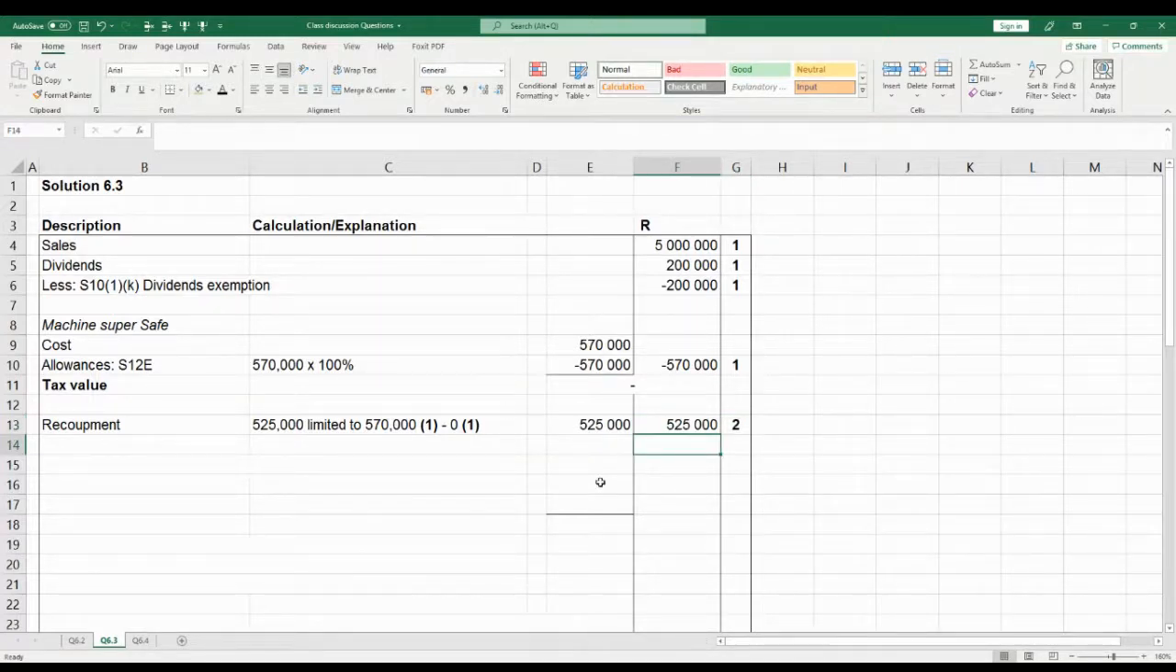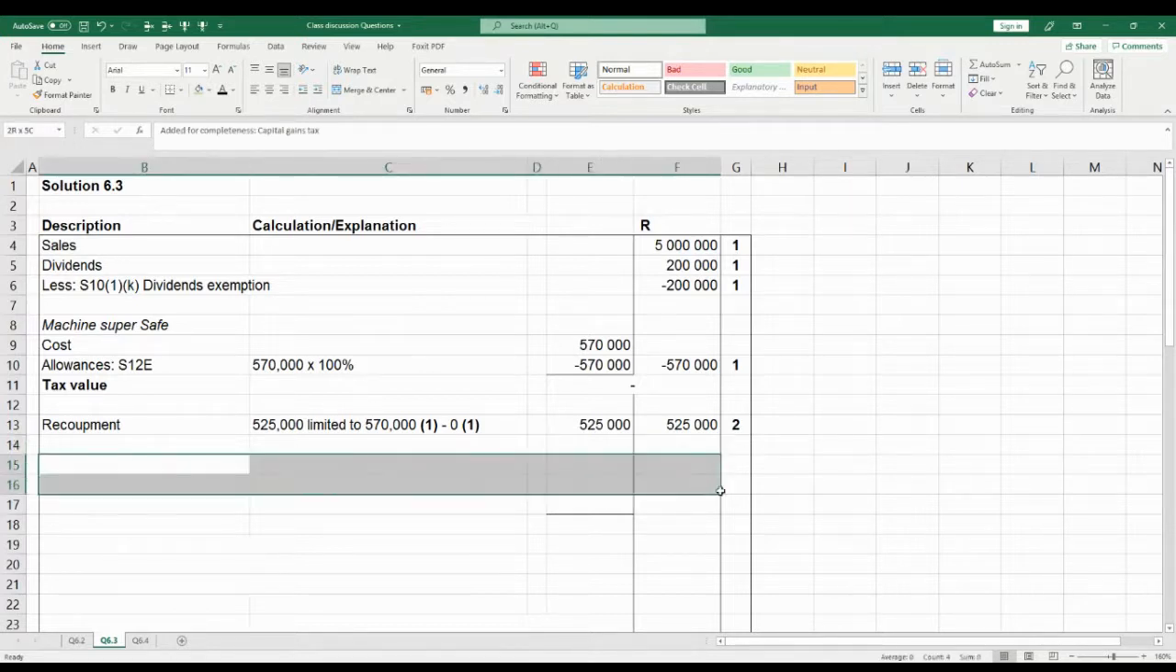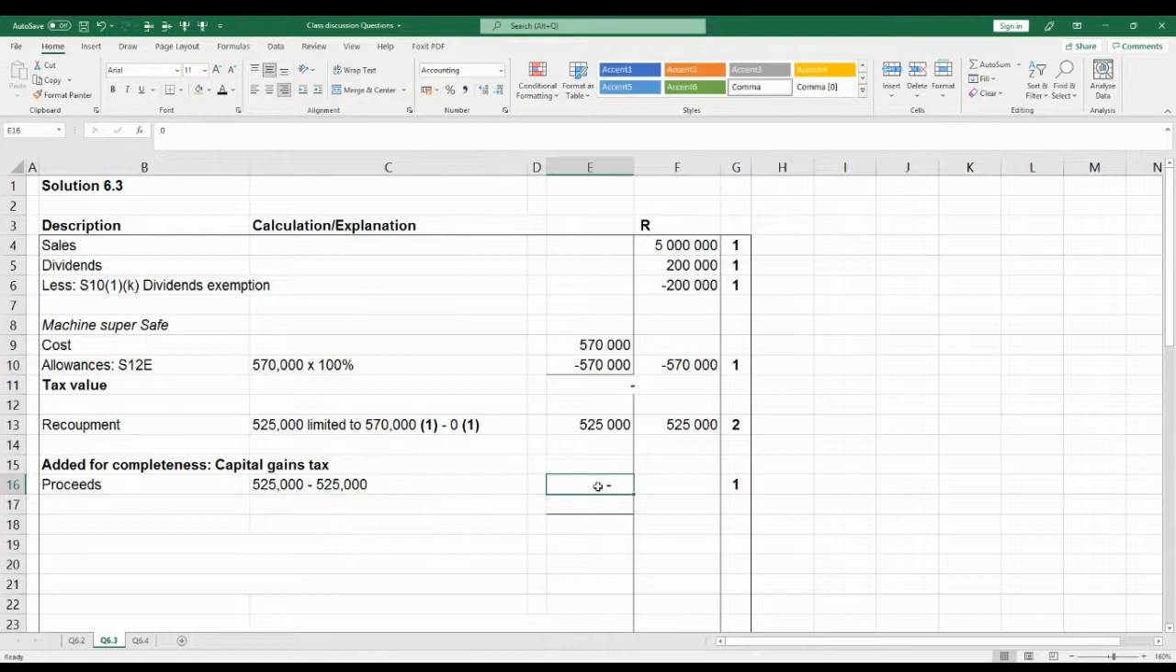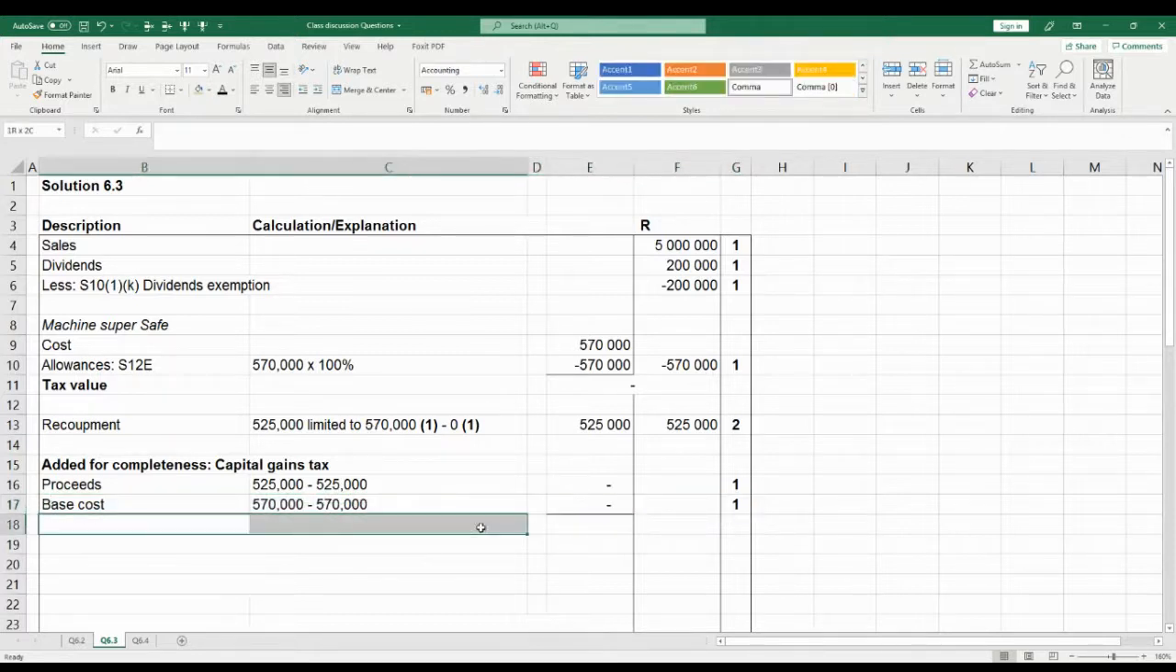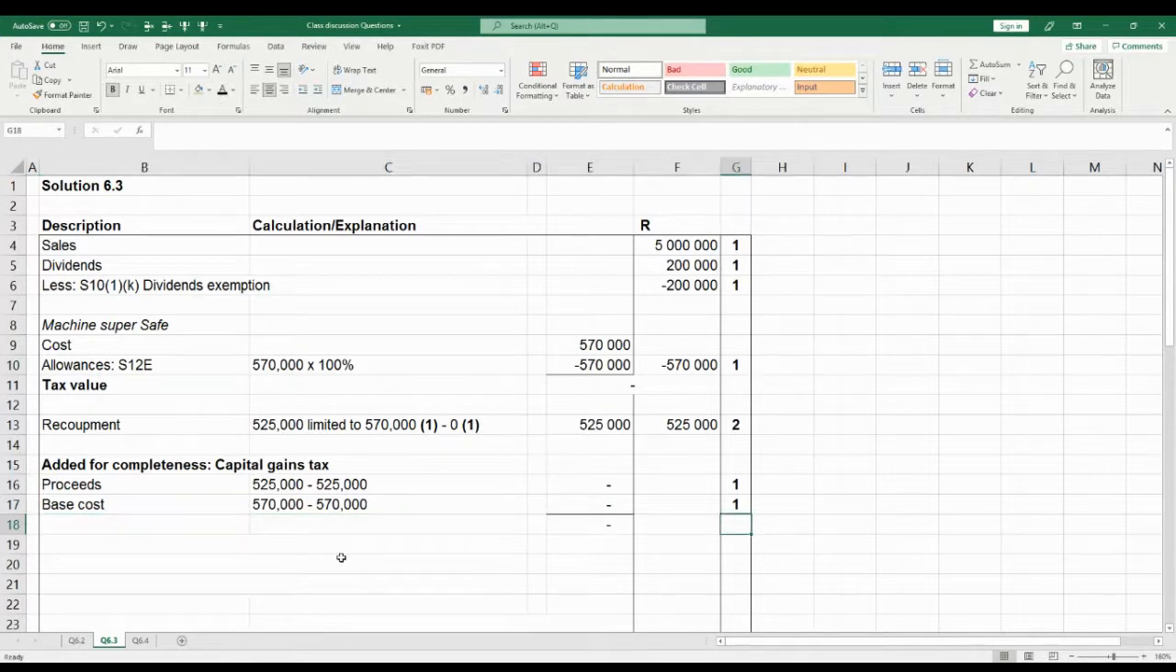But then we have to look at, is there any capital gains tax applicable? So we first start with the proceeds. We take the 525 less the amount that is included in recoupment, which means that our proceeds is 0 for tax purposes, for capital gains tax, and our base cost is the 570 less the 570, which also gives us a 0, which means we do not have any capital gains. Okay, so the capital gains in this scenario is actually 0.